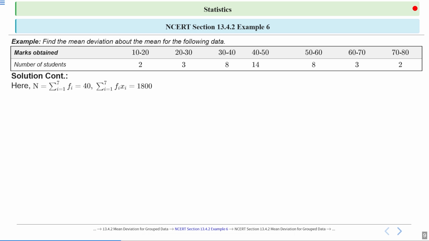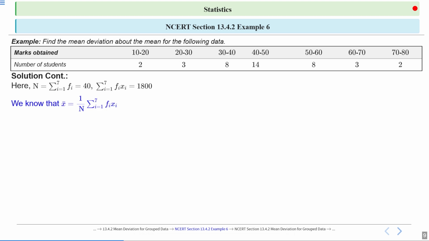Here, n is summation i equal to 1 to 7 fi, which equals 40, and summation from i equal to 1 to 7 fi multiplied with xi is 1800.